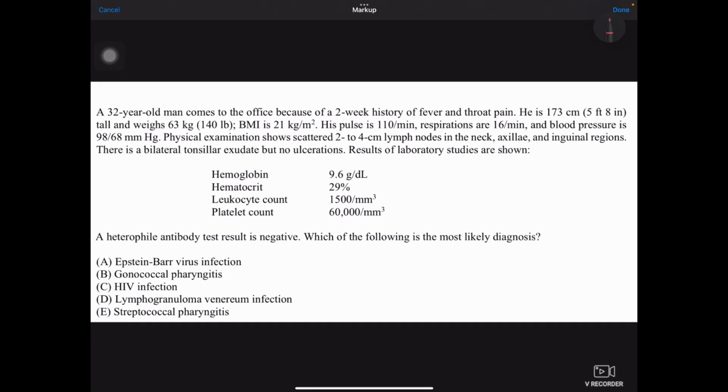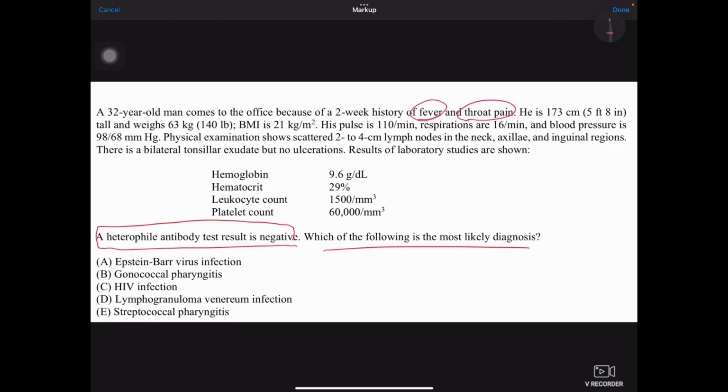The first thing I do is read the last line. A heterophile antibody test result is negative. Which of the following is the most likely diagnosis? So the heterophile antibody test is negative over here. A 32-year-old man comes to the office because of a 2-week history of fever and throat pain.